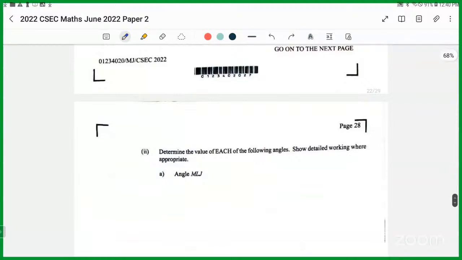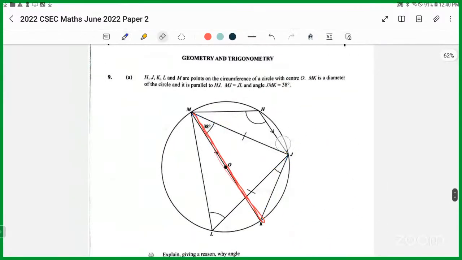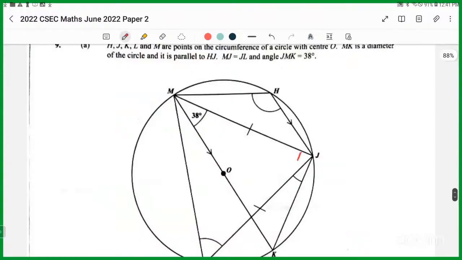Next part now says determine each of the following, and show detailed working. But let's put on these two angles that we have found first in case we need them. So we just said that all of this angle is 90 degrees between these two sides. This is a piece of it, so this will be 90 minus that if it comes to it. All that is 90 degrees. I also said that the angle down here is 38 degrees. Same as that one.